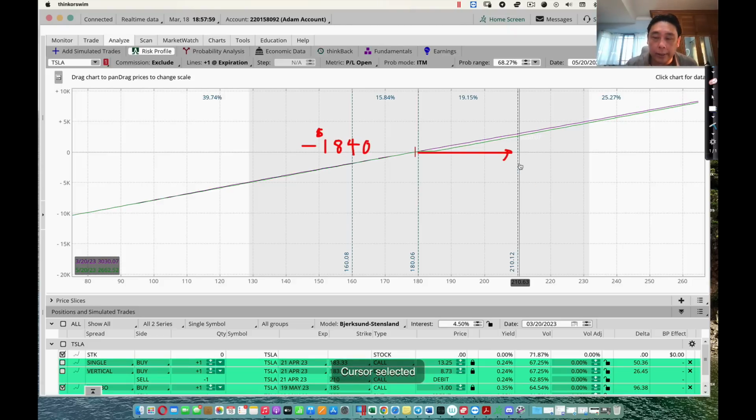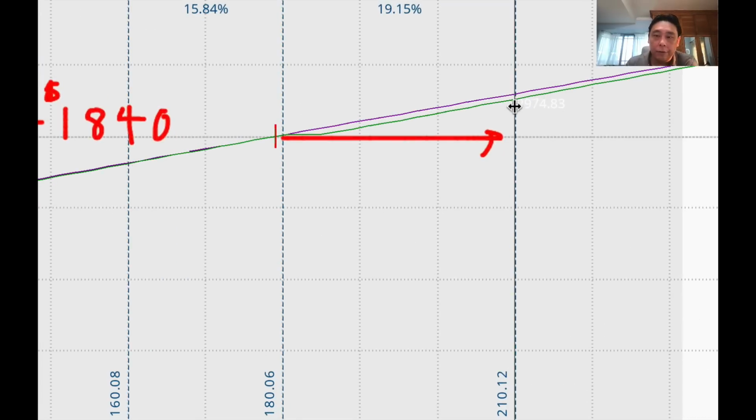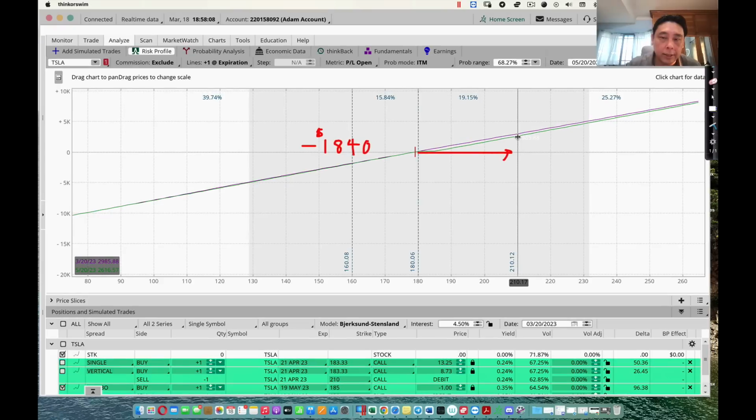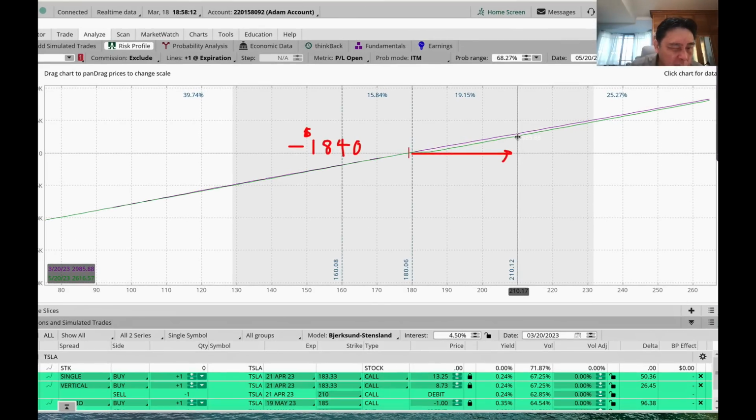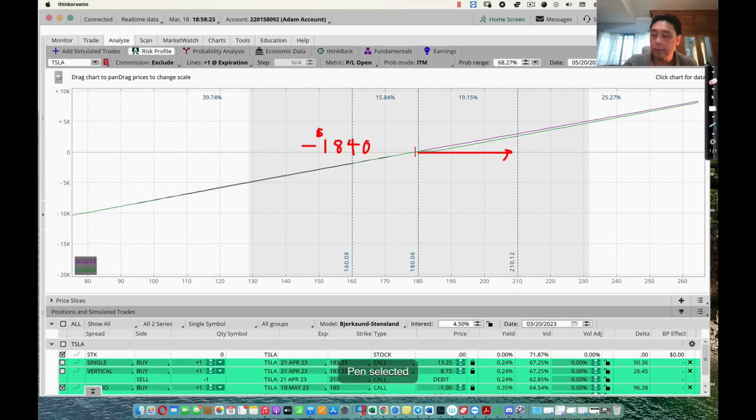Now, if it goes to 210, which is our target price, how much do you make? Well, you can see that even if you let it expire, between the purple line and the green line, there's not much difference, right? So let's take the green line. You will make about 2616 to 2985. If you take an average of that, it's about $2,800, right? There we go.